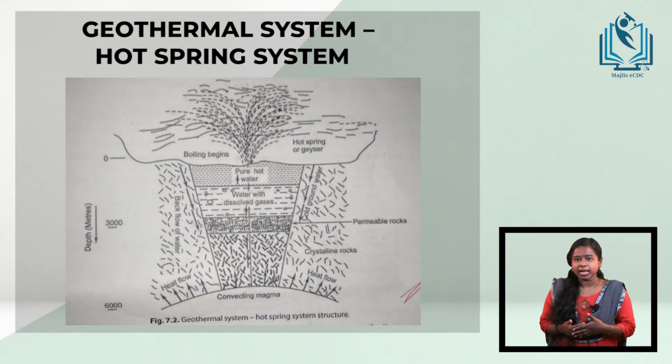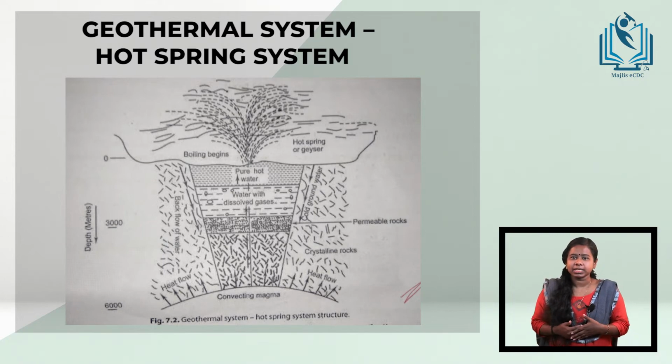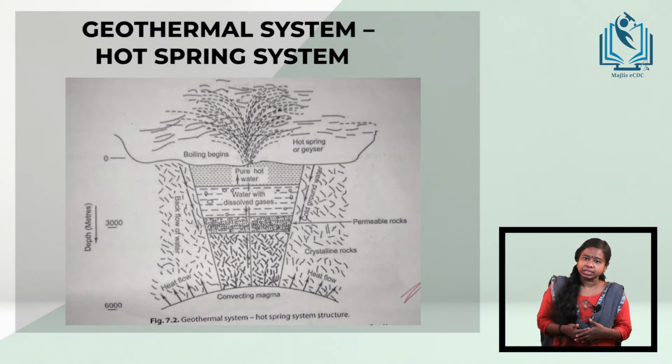Water circulates along the fracture zones as it goes down and moves in the earth's interior. It is heated by the permeable layer, which is in turn heated by the conduction of heat from the magma. The hot water comes out through another zone and forms a hot spring.